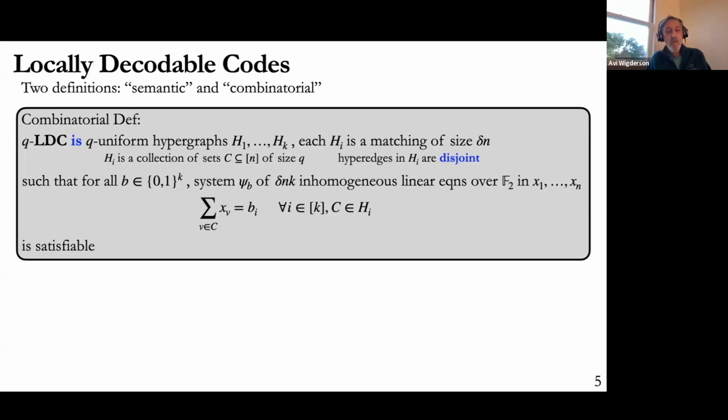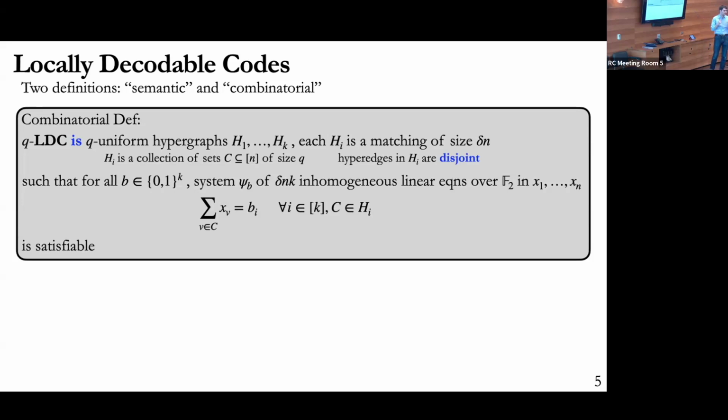Now let me point out that the number of equations here is, well, I have delta n hyperedges per matching and I have k of them, so I have delta n k equations. K we're going to want to be super constant, so something that's a function of n. Delta is a constant, so this is many, many more than n equations. So in general, if you pick arbitrary matchings, the system of equations will be unsatisfiable. So the fact that the system of equations is satisfiable for all b is very, very special. This is not a typical property that typical matchings would have. It means that there's some very nice special structure that these matchings have that makes these equations satisfiable. Okay, so there's something special going on because I've given you a lot of equations.